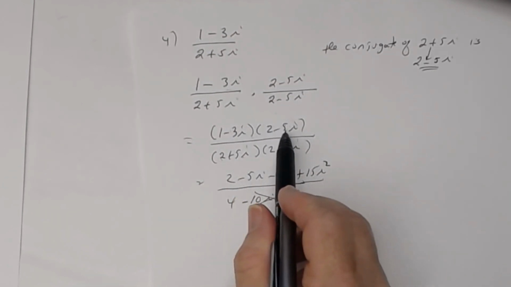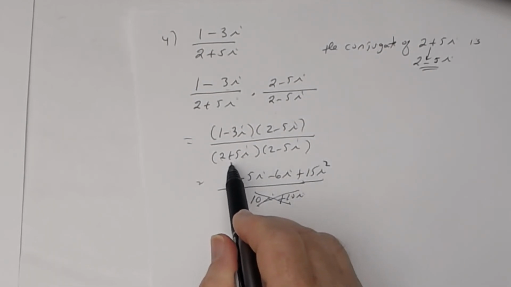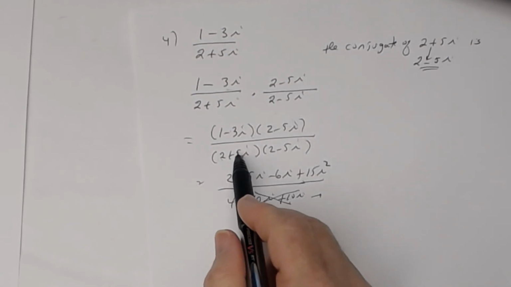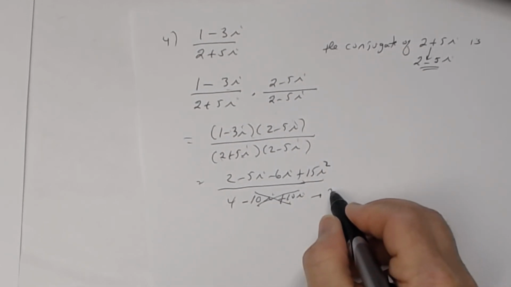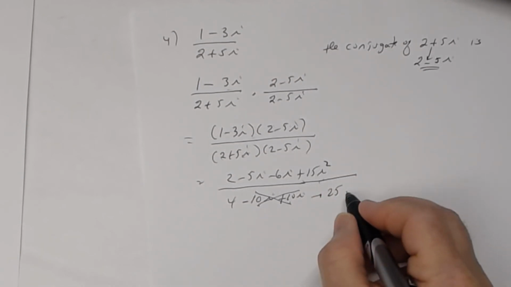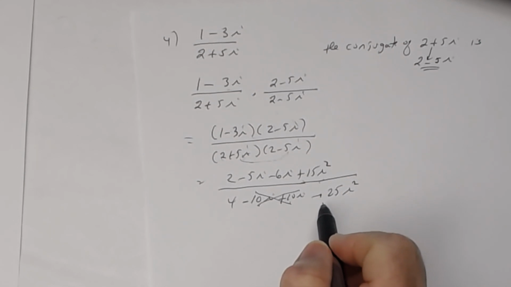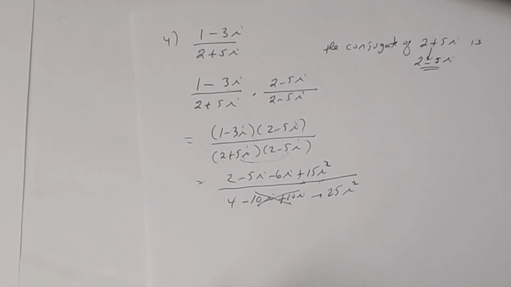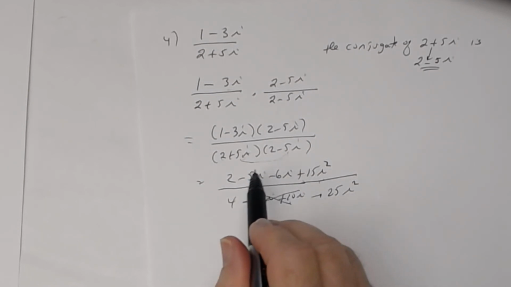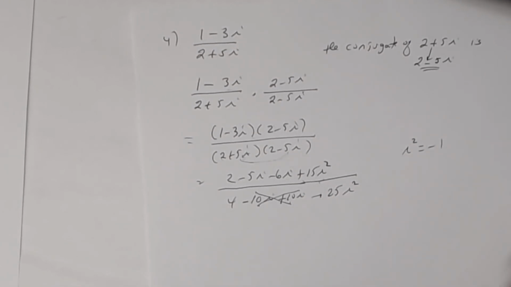Now, just like we did in this one to get 15i squared, be careful with the denominator. A positive times a negative is a negative. 5 times 5 is 25. i times i is i squared. So positive 5i times a negative 5i is a negative 25i squared. Now at this point, I'm going to go back to the numerator, and then to the denominator, and I'm going to combine like terms, and I'm going to use the fact that i squared is equal to a negative 1.